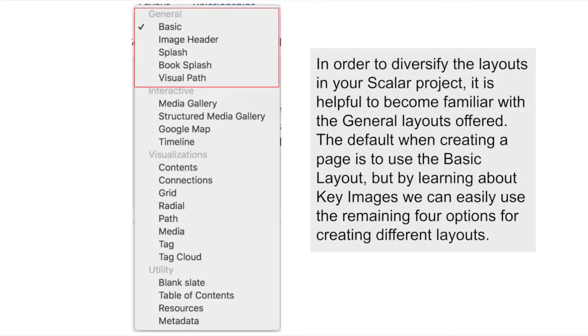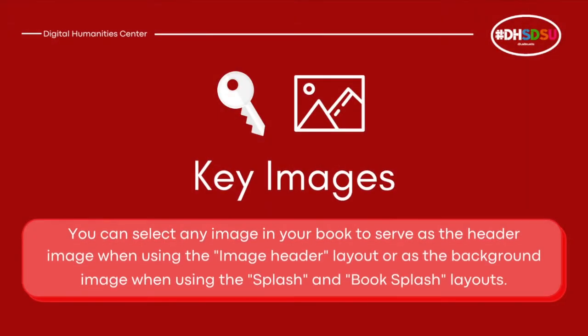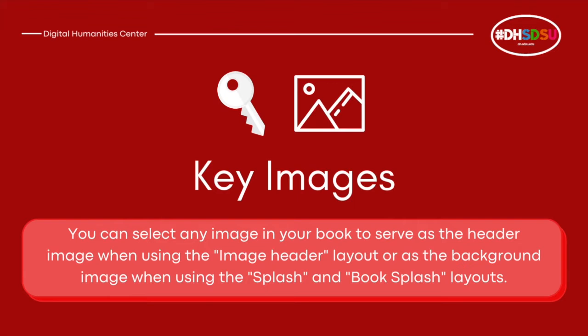In order to diversify the layouts in your Scalar project, it is helpful to become familiar with the general layouts offered. The default when creating a page is to use the basic layout. But by learning about key images, we can easily use the remaining four options, image header, splash, book splash, and visual path, for creating different layouts in our Scalar book. To begin, I'm going to introduce you to key images. You can select any image in your book to serve as the header image when using the image header layout, or as the background image when you use the splash and book splash layouts.